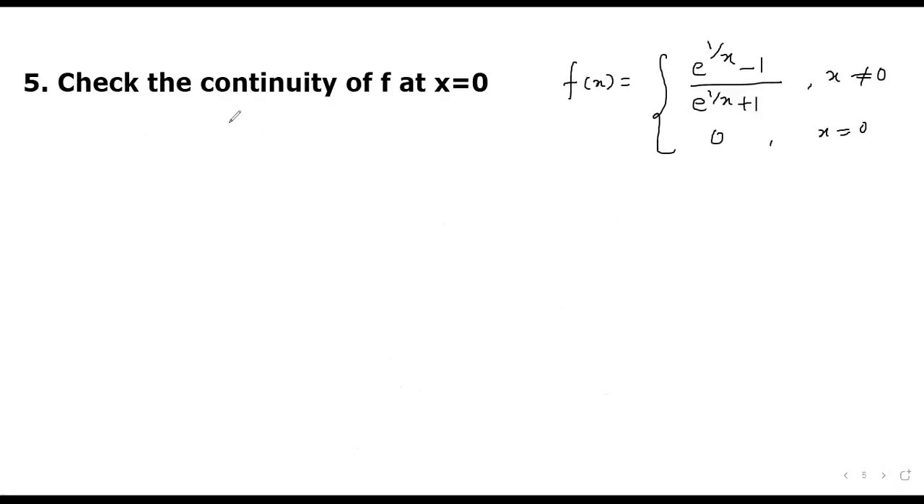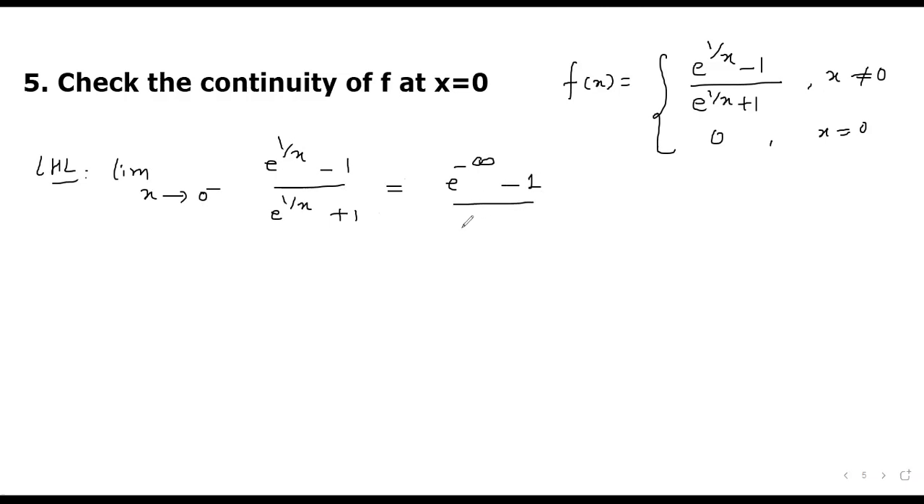Consider the next question. Check the continuity of f at x equal to 0. So LHL: limit x tends to 0 minus of e power 1 upon x minus 1 divided by e power 1 upon x plus 1. So it will become e to the power minus infinity minus 1 divided by e to the power minus infinity plus 1. So that will give minus 1, because e power minus infinity is 0.